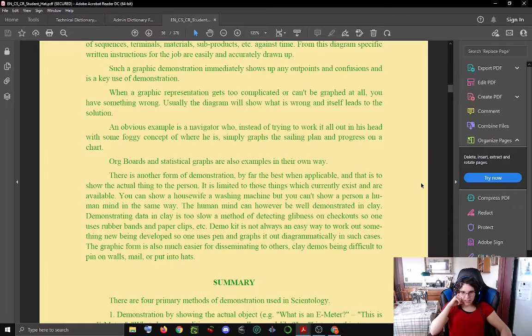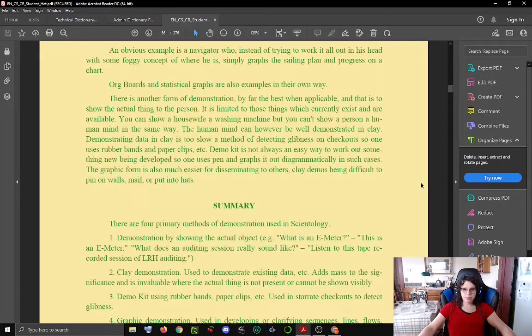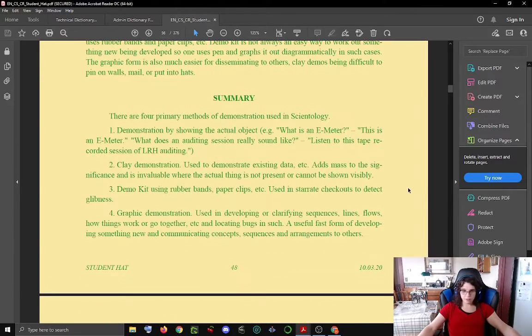Demonstrating data in clay is too slow a method of detecting glibness on checkouts, so one uses rubber bands and paper clips. Demo kits are not always an easy way to work out something new being developed, so one uses pen and graphs it out diagrammatically in such cases. The graphic form is also much easier for disseminating to others, clay demos being difficult to pin on walls, mail, or put into hats. Student hats, staff hats.